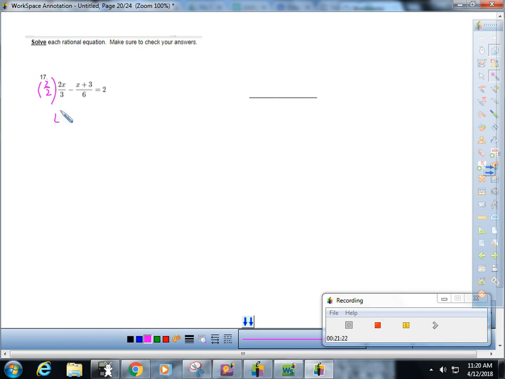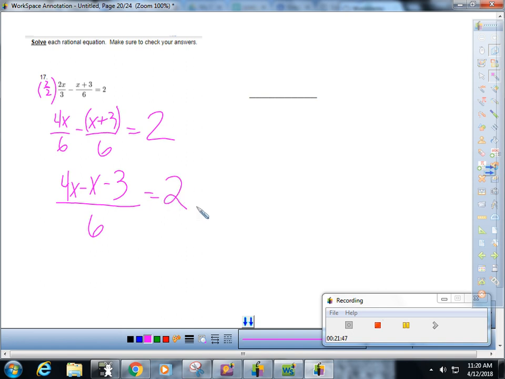So that leaves you 4x over 6 minus x plus 3 over 6 equals 2. This is bad math here. Think about that in parentheses. I think a lot of us would have gotten that little piece wrong. You get 4x minus x minus 3 over 6 equals 2. What's 4x minus 1x? So you get 3x minus 3 over 6 equals 2 over 1.